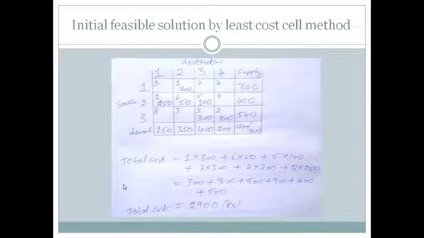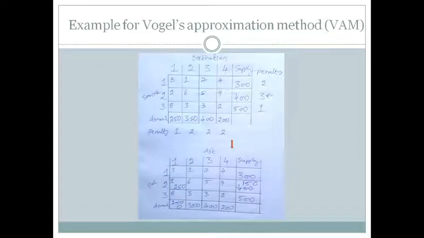Okay, so going ahead, the next one is Vogel's approximation method, which we call the VAM. This is quite similar to the earlier method, the least cost method, but one more parameter is added here, called the penalty. The selection of the cell for comparing supply and demand is based on the penalty value here.